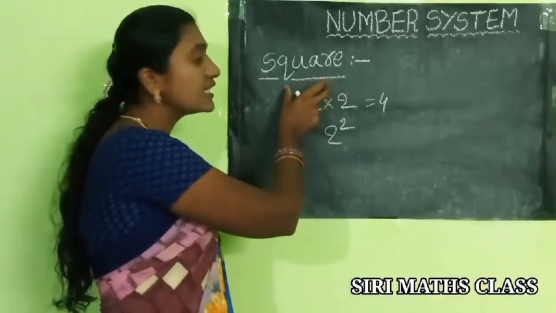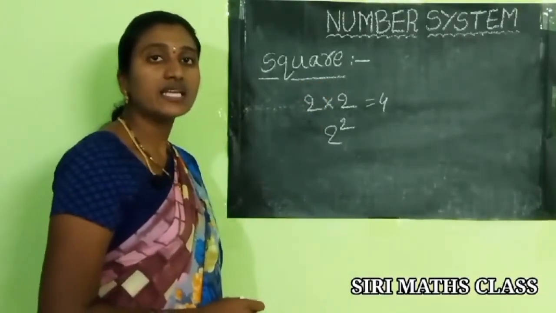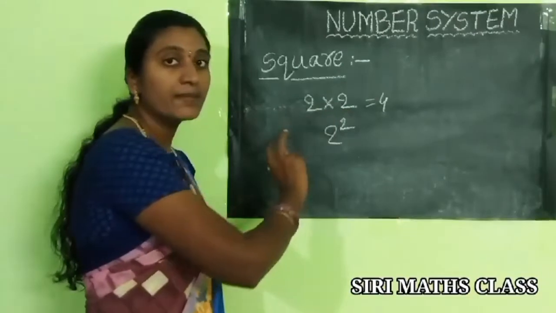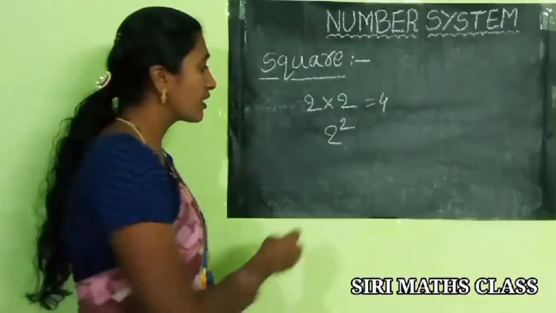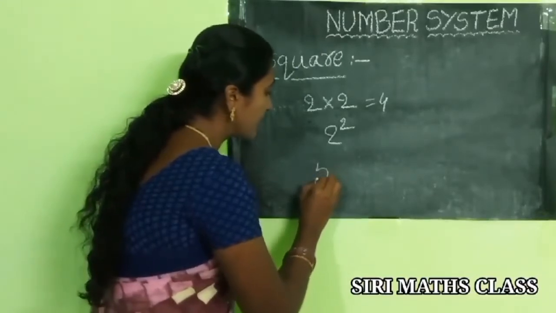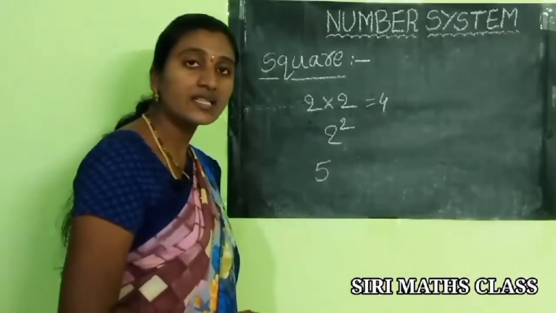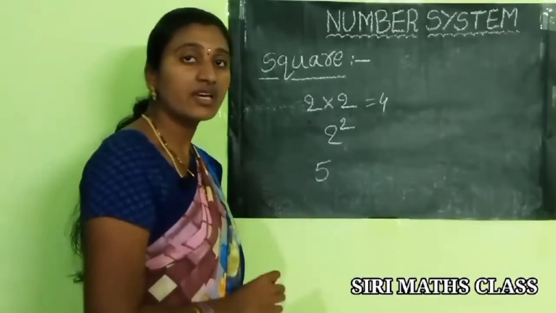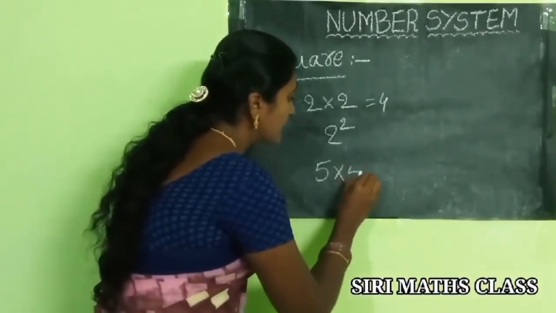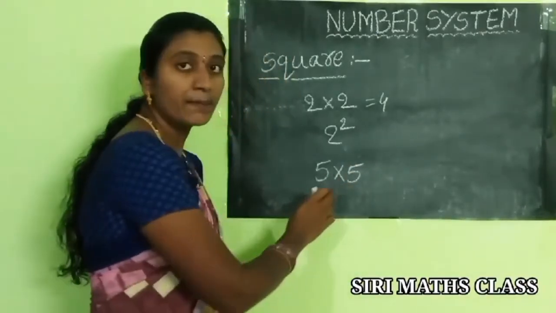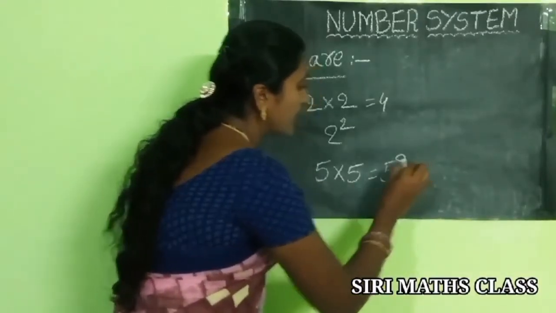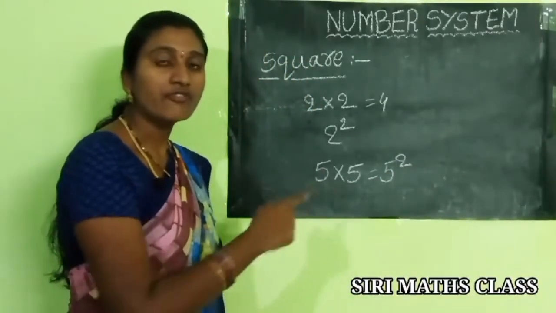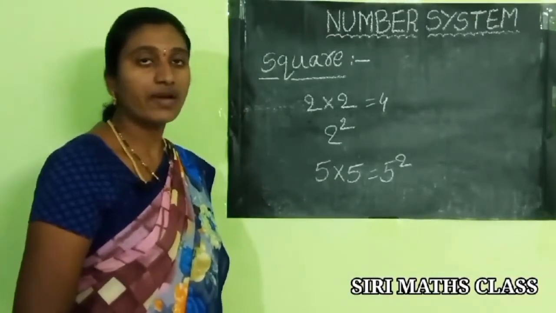Once again, what is the square? Square is a number, the product of the same number multiplied 2 times is called a square. Suppose we take another number, 5. What is the square? Square is nothing but the product of the same number 2 times. So simply we can write 5 to the power of 2, and call it 5 square.